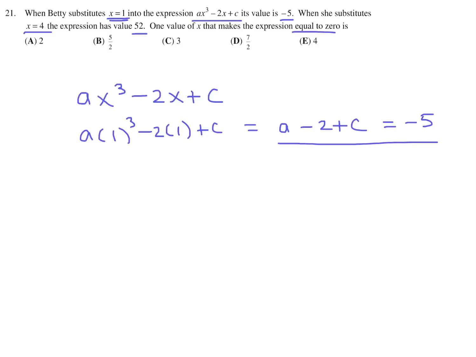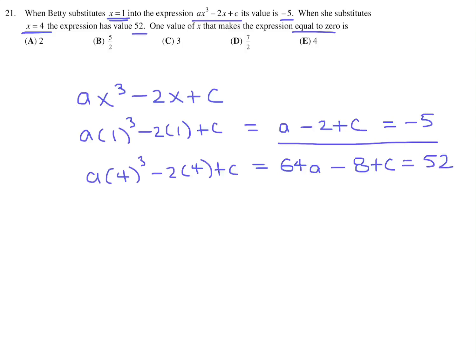The next one is when x is equal to negative 4, or positive 4, sorry. So we've got a times 4 cubed minus 2 times 4 plus c. And that becomes 64a minus 8 plus c is equal to 52.